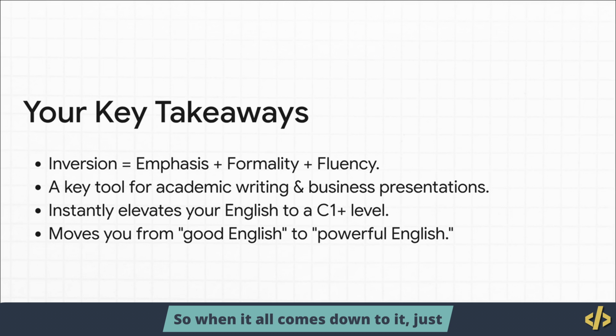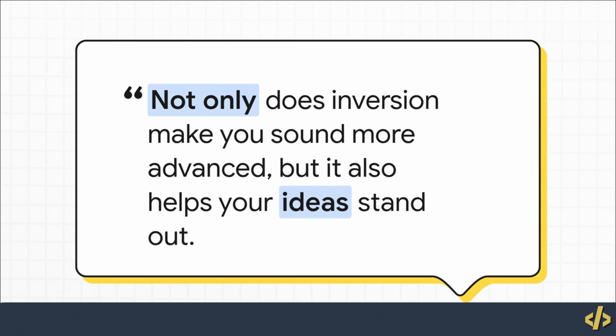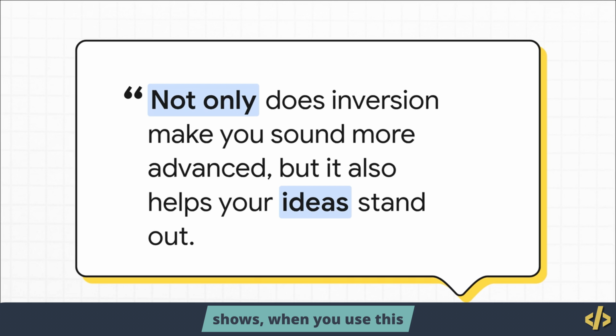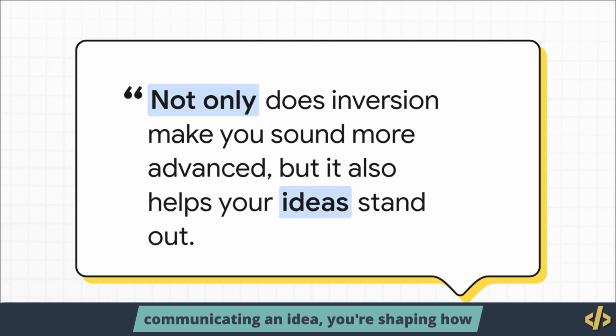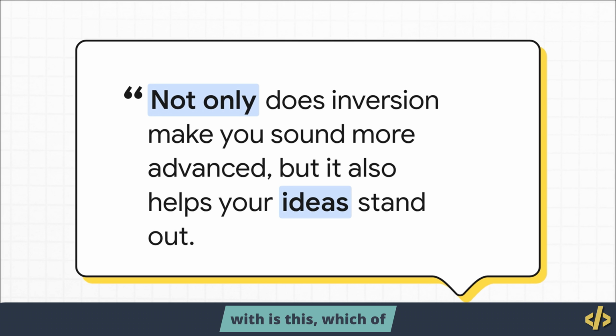So when it all comes down to it, just remember that inversion isn't just some boring grammar rule. It's a strategic tool. It's how you add emphasis, formality, and fluency all at once. It immediately signals a higher level of English, and it's really the bridge that takes you from having good English to having powerful English. And just like this final thought here shows, when you use this structure, you're not just communicating an idea, you're shaping how that idea is received. So the real question I want to leave you with is this: which of your ideas deserve that extra power?